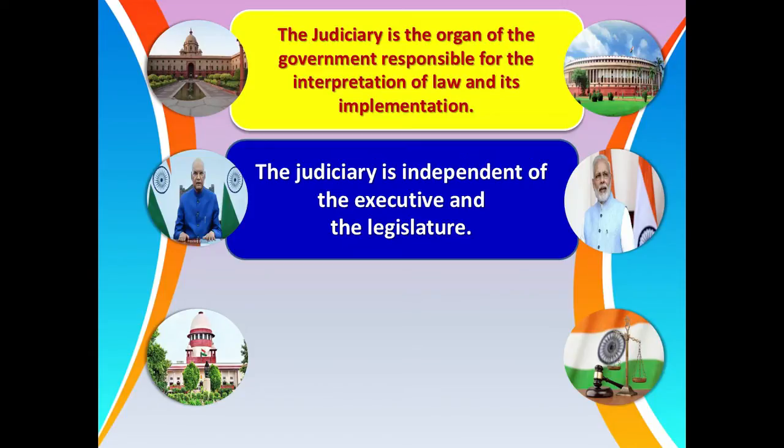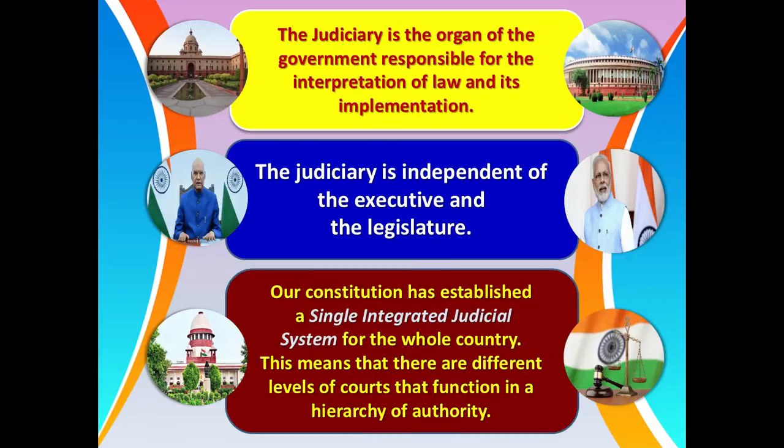The judicial system of India is classified into three levels of subsidiary parts. The Supreme Court is also known as the Apex Court and is the top court and the last appellate court in India. The Chief Justice of India is the top authority. High courts are the top judicial bodies in the states. The judiciary is the organ of the government responsible for the interpretation of law and its implementation. The judiciary is independent of the executive and the legislature.